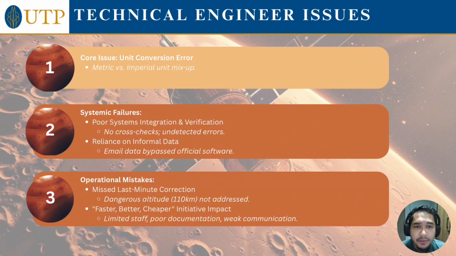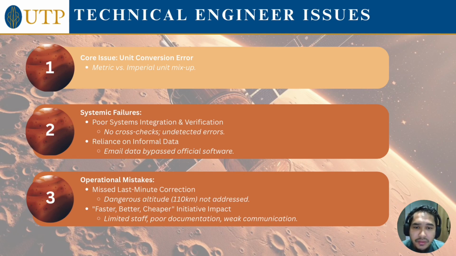Hi, my name is Uzaizat, and now I will be explaining the technical engineering issues that contributed to the failure of the Mars Climate Orbiter in 1999. As mentioned earlier by Adam, the main cause was a unit conversion error. However, there were several other technical factors that contributed to the mission's loss. First, poor system integration and lack of verification allowed the mistake to go undetected. The software output wasn't cross-checked against documented unit standards, and no end-to-end tests were done to validate the data accuracy.